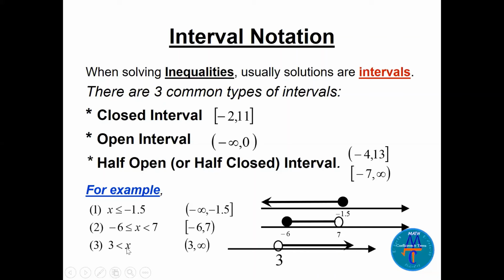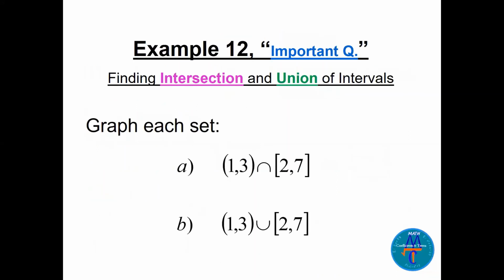3 less than x. Just imagine it. It's easier to rewrite it. We say x greater than 3. 3 less than x has the same meaning as x greater than 3. So greater than 3, it will start from 3, but open. Open why? No equal here. So we write open. So it will start from the first number after 3 to infinity.